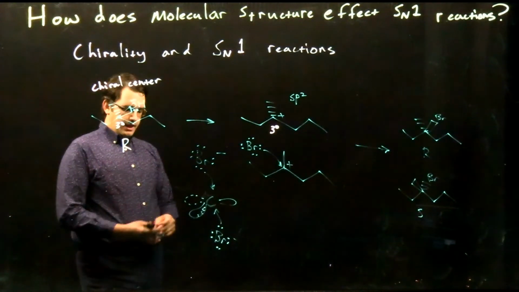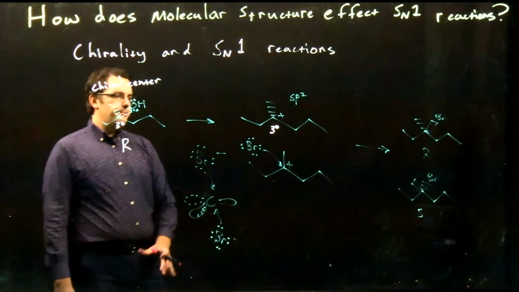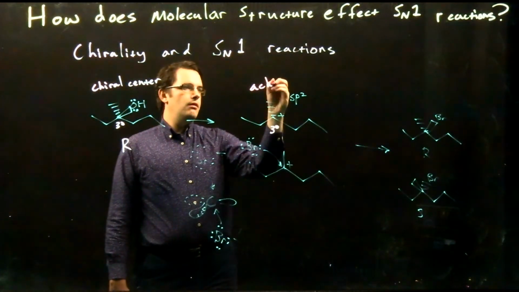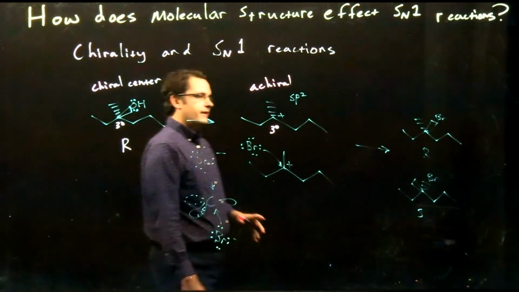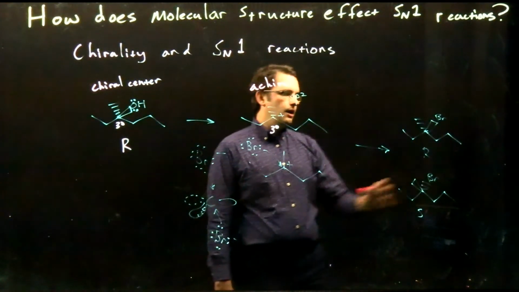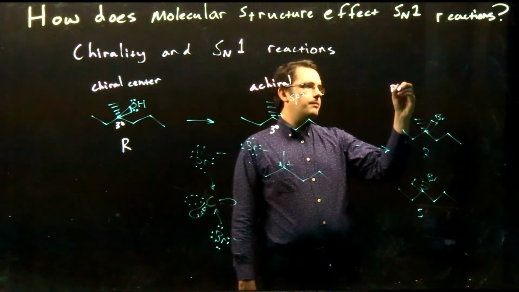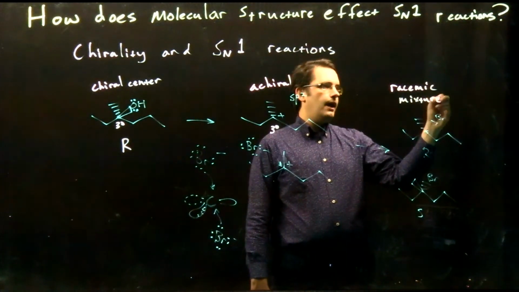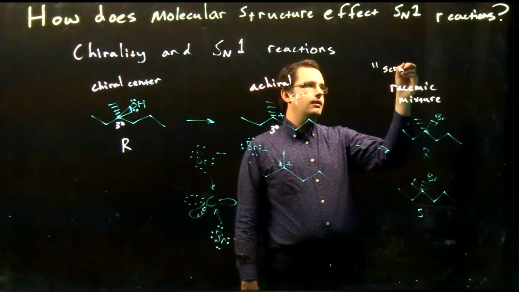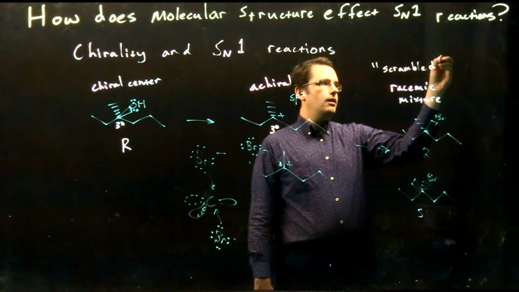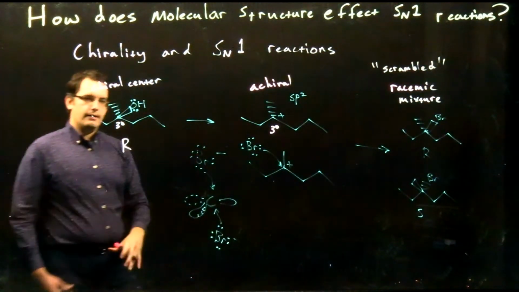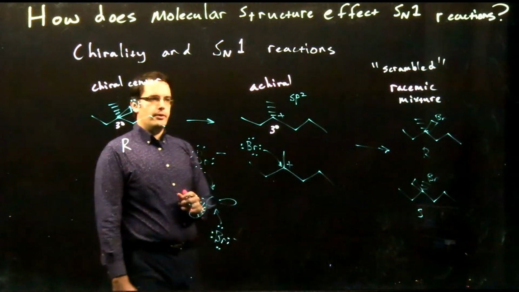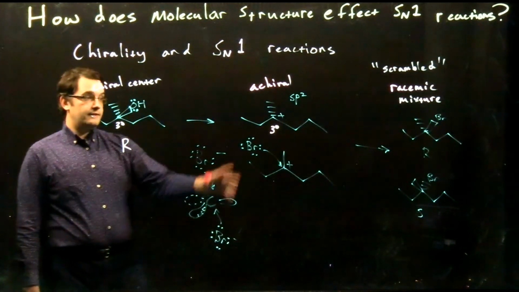So what happens is that my original chiral center, because it goes through an achiral intermediate, actually produces a mixture of enantiomers. So we end up producing a racemic mixture, or we could say that it scrambled the configuration of my original chiral center, right? So I started out with only R, but I end up with a mixture of both because I went through this achiral intermediate.